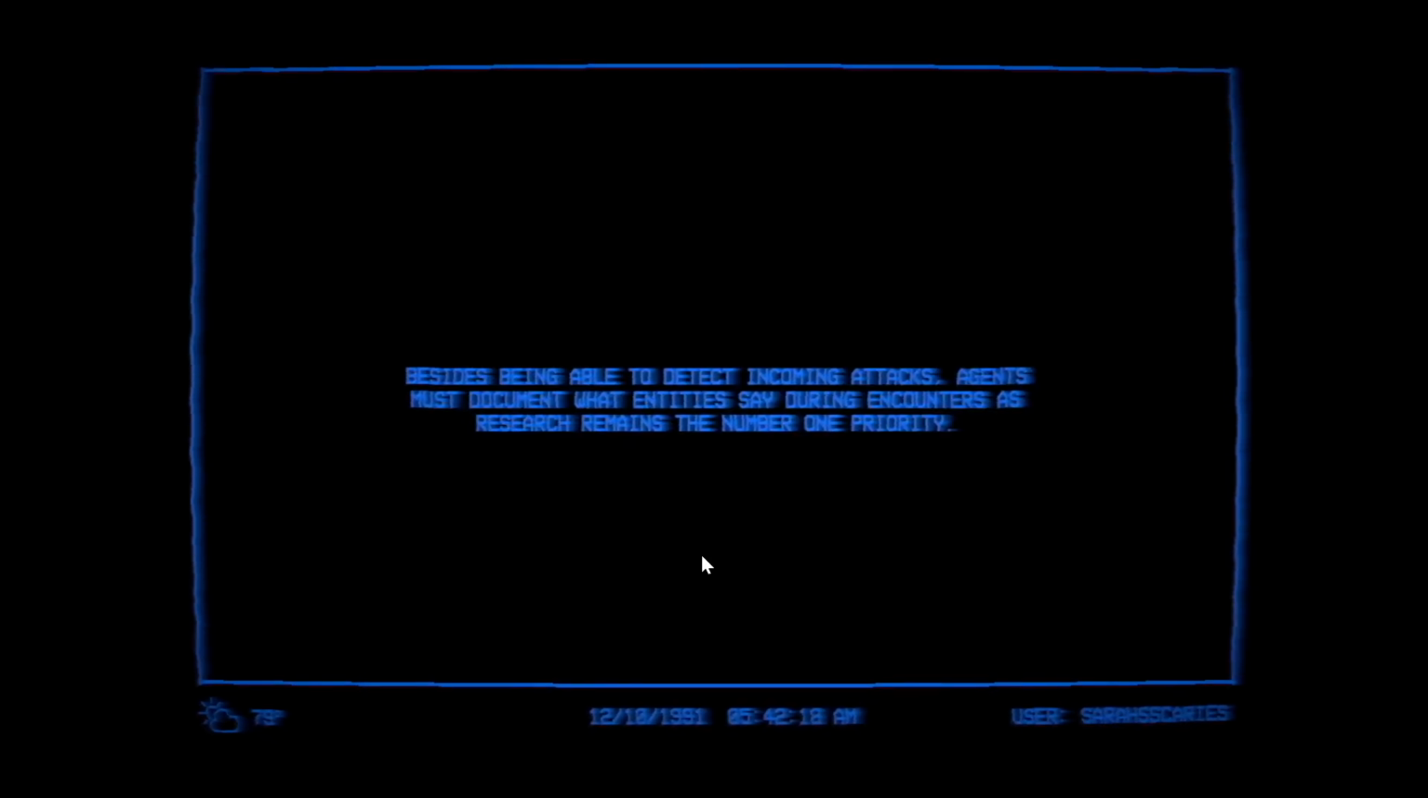Agents must be able to accurately transcribe audio coming from unusual sources. Besides being able to detect incoming attacks, agents must document what entities say during encounters, as research remains the number one priority. Type into the console what you hear, and press enter when complete. Begin.